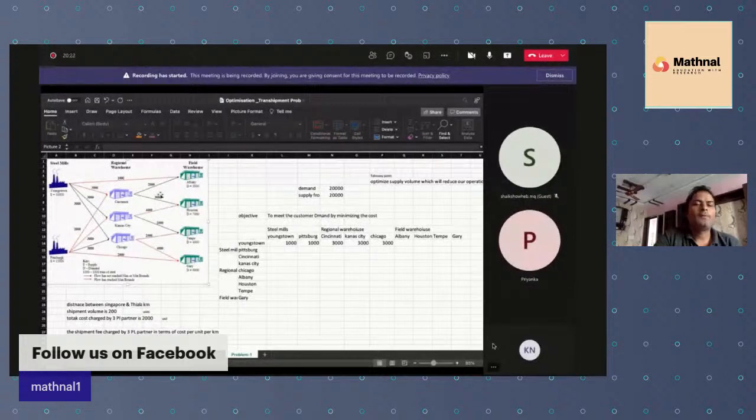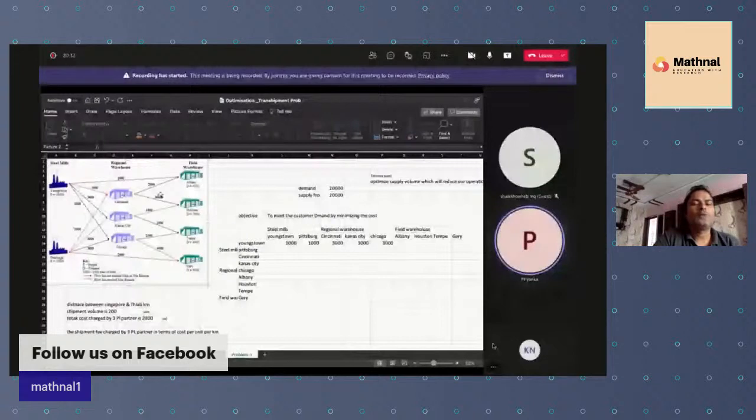Sure, we can also help Priyanka. But I think the issue with Priyanka's statement is she has not put numbers separately. She has mixed text and numbers together. When you do the calculation, you will understand what I'm saying. Okay, now you calculate cost per unit per kilometer.